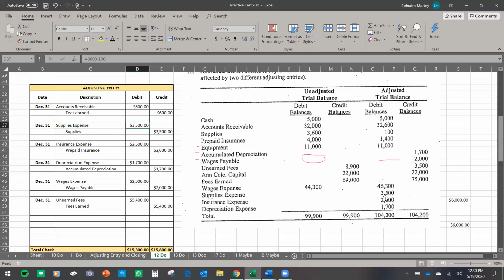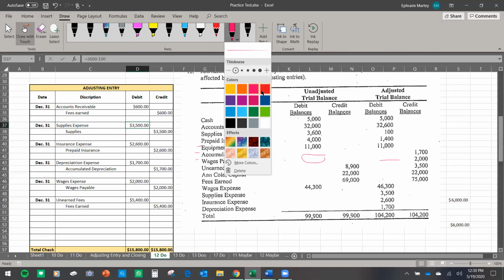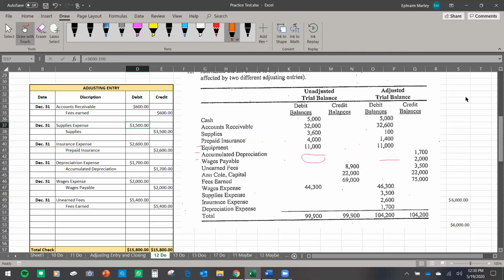Okay, so all these are connected, because when you have one account, you should have the other. So if you have a credit account, you should have a debit account. So with wages expense, the 2,000 is connected to the wages payable right here. Okay, and then there were 2,600. Also, let's look for insurance expense. We have insurance expense of 2,600. That's when we used our insurance right here, prepaid insurance. Okay, so it became an expense here.